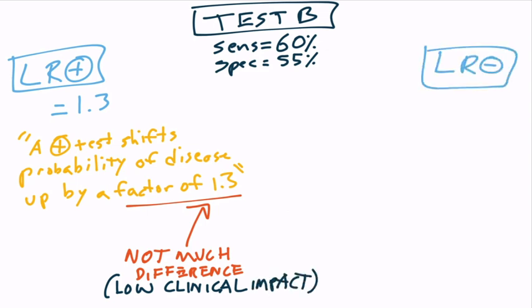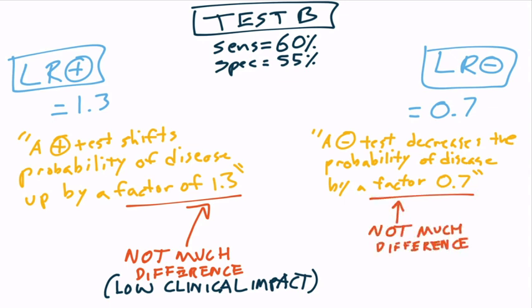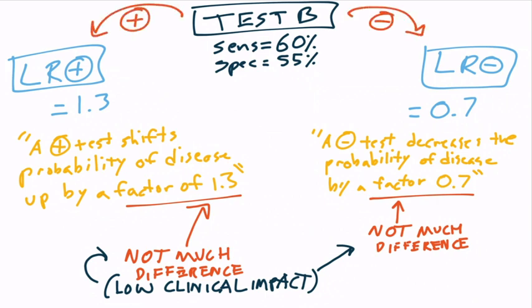The negative likelihood ratio would come out to be 0.7. This means that a negative test result would cause the probability of disease to shift down by a factor of 0.7, or down to 70% of what it currently is. And decreasing the probability of disease down to 70% where the pretest probability is not very dramatic, which means it doesn't make much difference. Just like with the positive likelihood ratio, it's not going to have that much clinical impact. So whether your test comes back positive or negative, the test really isn't going to help your decision making all that much. So it's not a very good test.